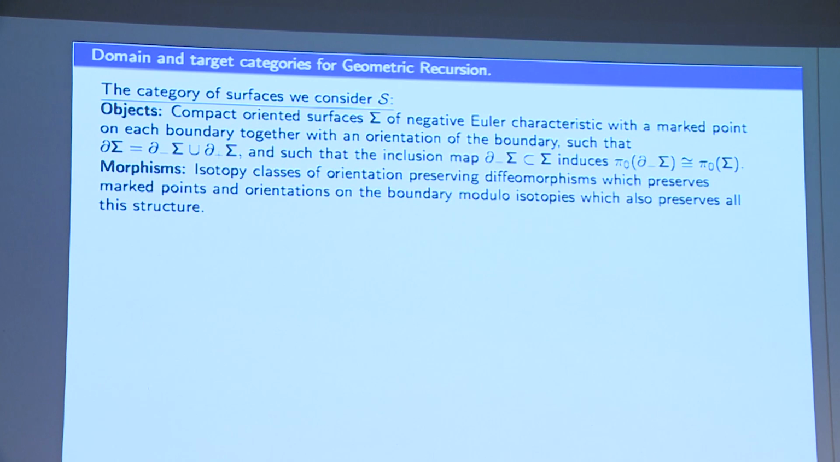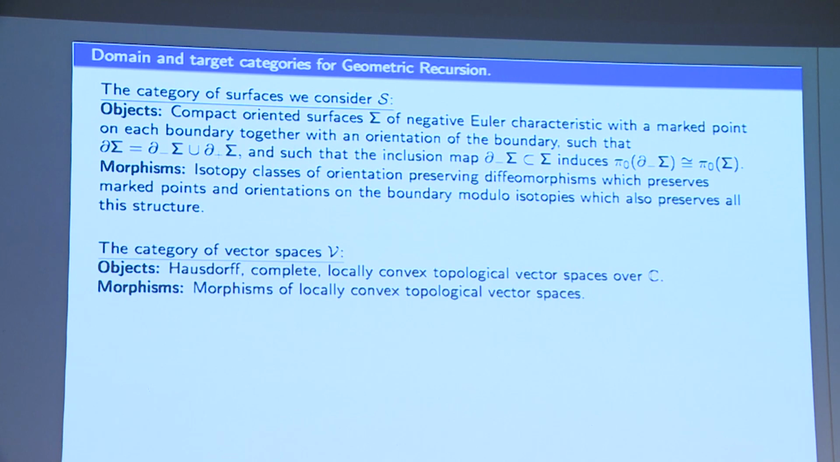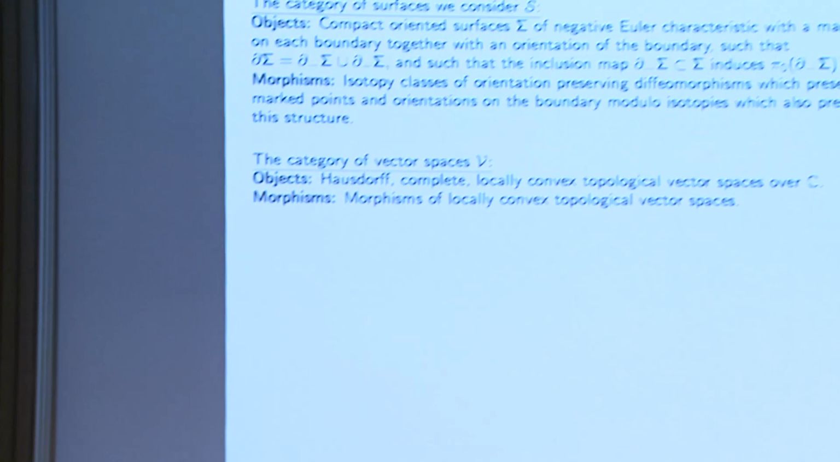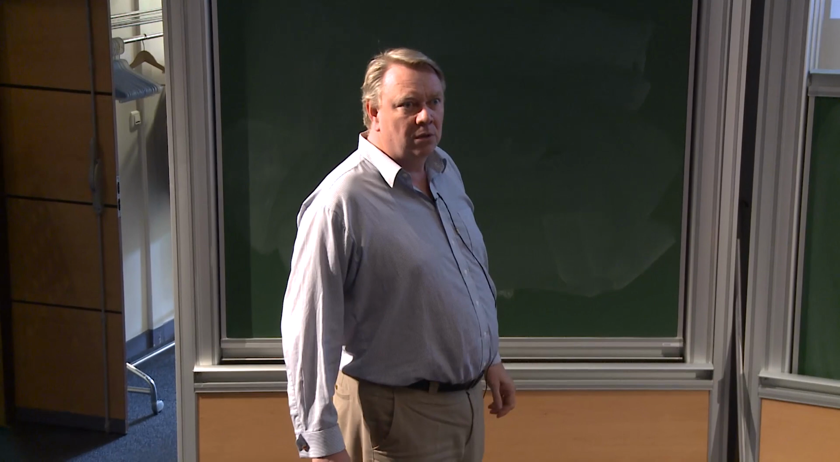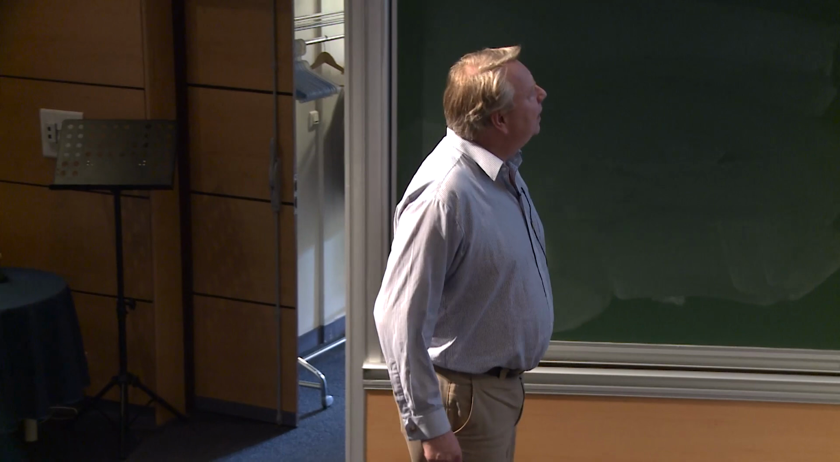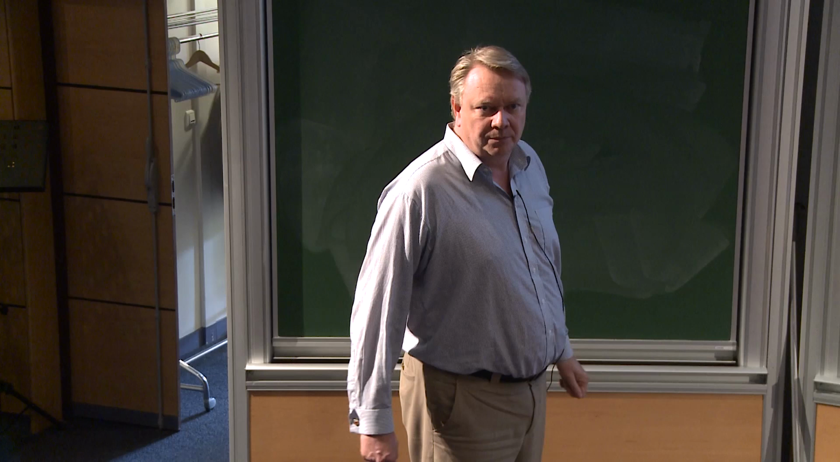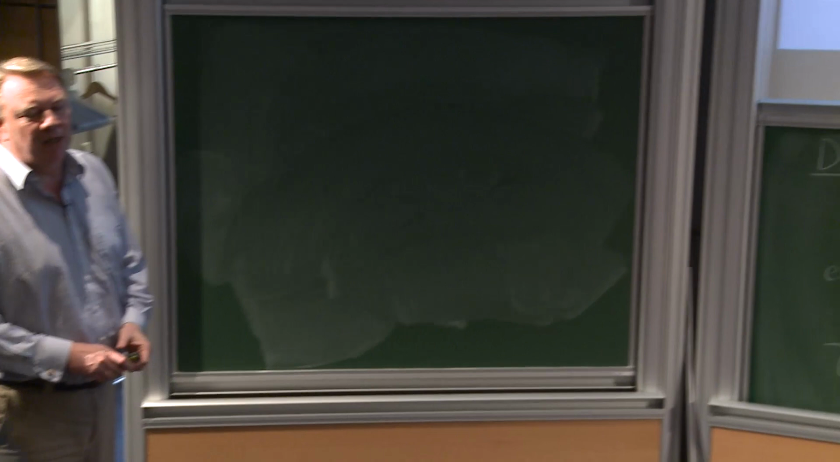Okay, so now let's go to the category of vector spaces that we want. At first go, what we would like to have is Hausdorff complete locally convex topological vector spaces over the complex numbers. So these are vector spaces whose topology is given by seminorms. And for morphisms, I just want morphisms of locally convex topological vector spaces. But we have to go a little bit more complicated than that, unfortunately.